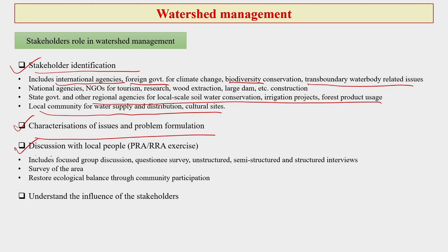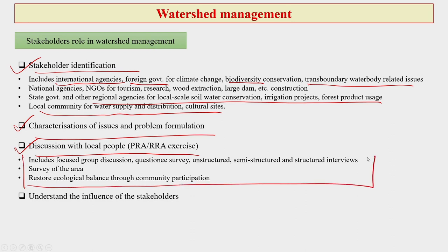Now, next is discussion with local people, and that process will automatically take place when you go for participatory rural appraisal, which again we discussed earlier. So, participatory rural appraisal or rapid rural appraisal gives you enough opportunity to interact with local people and also various stakeholders. These are the aspects we already discussed under PRA, what we actually do during interaction with people. So, I will just skip this part.